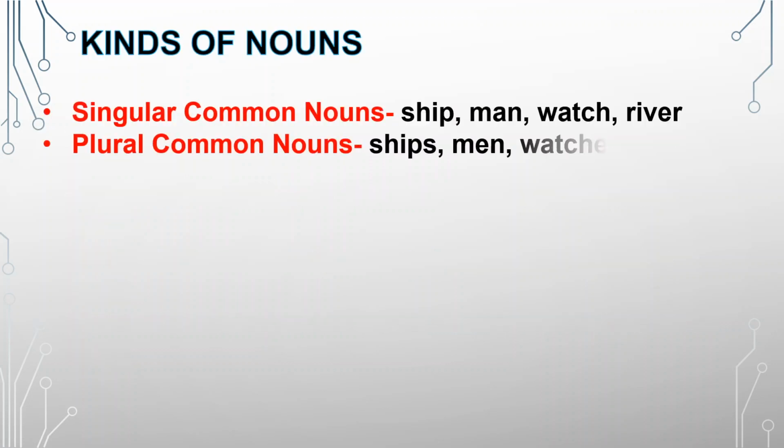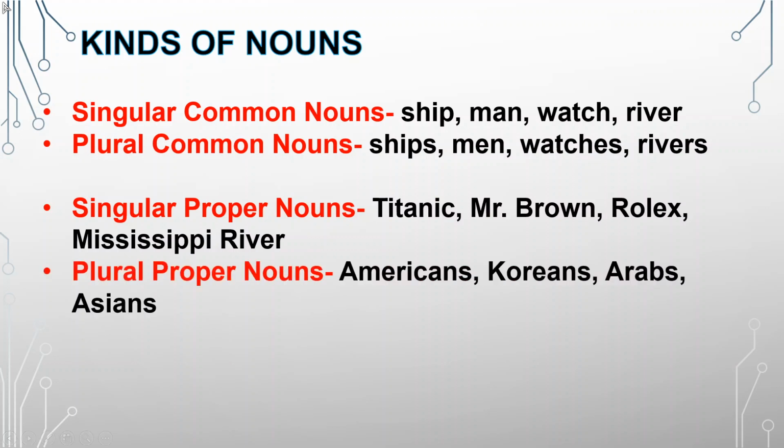So we can actually put them together also, as you can see over here. So there are singular common nouns: ship, man, watch, river. Okay, so as you can see, they are singular. They are only one ship, one man, one watch, one river. Okay, and these all are common nouns. Ship, it's not particular. Man, it's not particular. Watch and river, not particular.